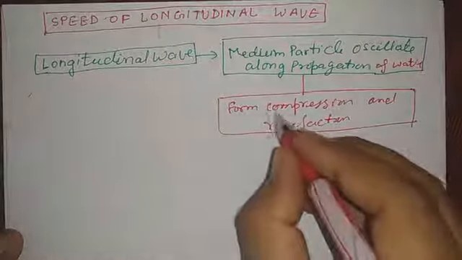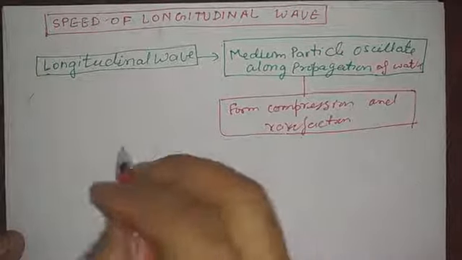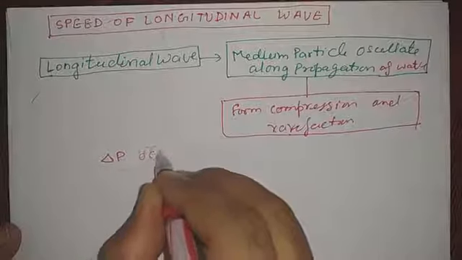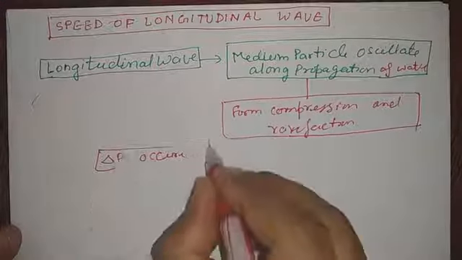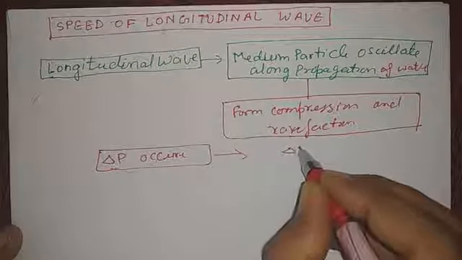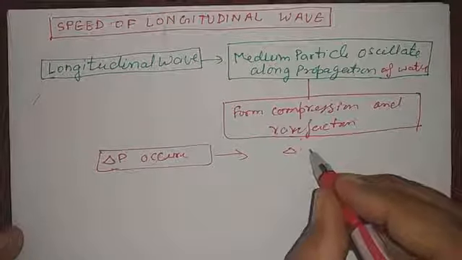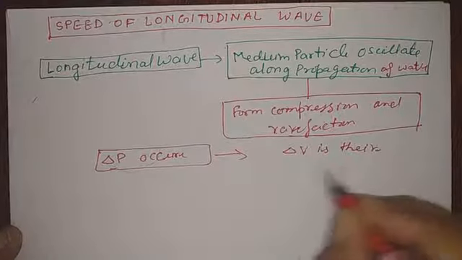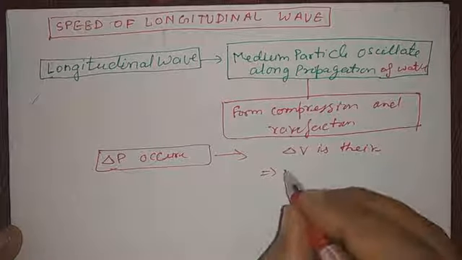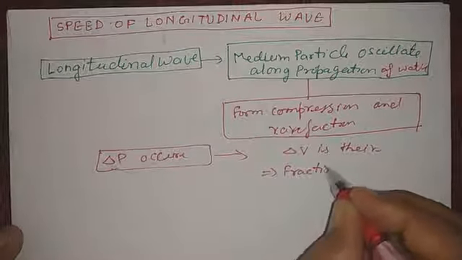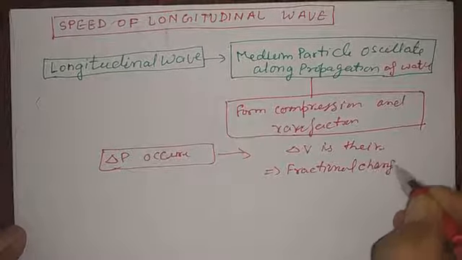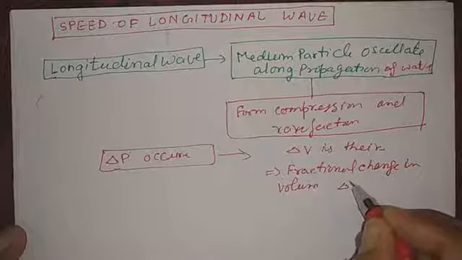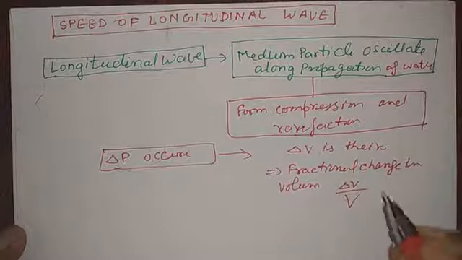So due to this compression and rarefaction, a change in pressure occurs. As a result, there is a change in volume. This fractional change in volume is delta V by the total volume.